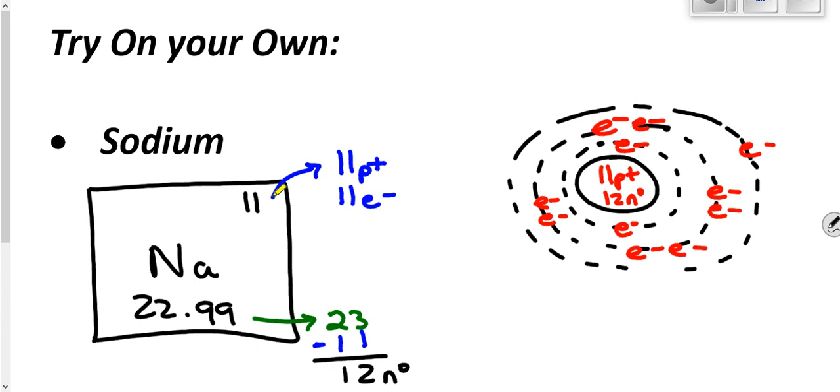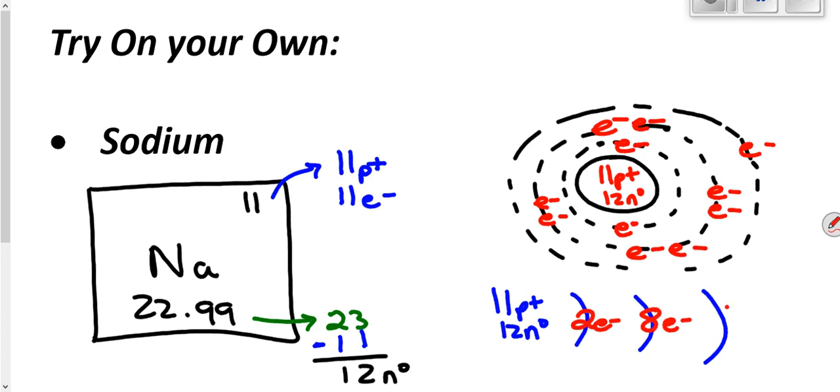I quite often like drawing these in shorthand, so you might see me draw them to say 11 positives and 12 neutrals are in the middle. And then in my first ring, we have 2 electrons. In my next ring, you'll see 8 electrons. And in my final ring, you'll see 1 electron.